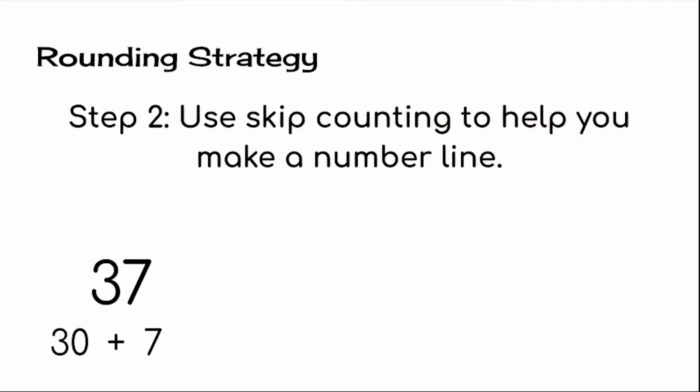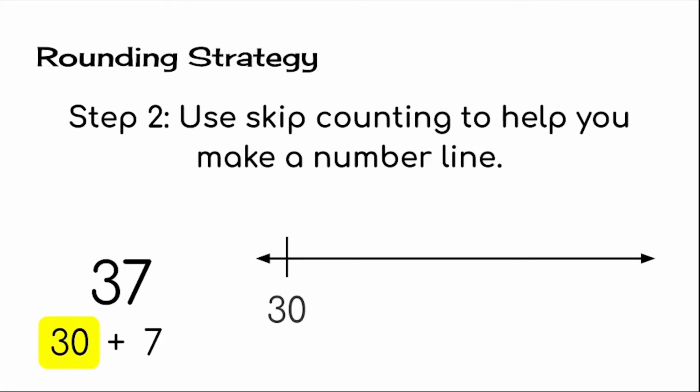Step 2 is to use skip counting to make a number line. I'm going to make my number line, and the first number is going to be whatever the tens were. Because there were 3 tens, the first number on my number line is 30. Then I'm going to use skip counting by tens to figure out what the next number is going to be. 10, 20, 30. That's right. The next number is going to be 40. So I put those 2 tens on either end of this number line.